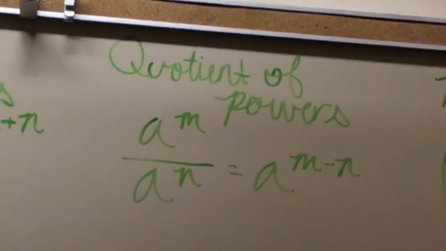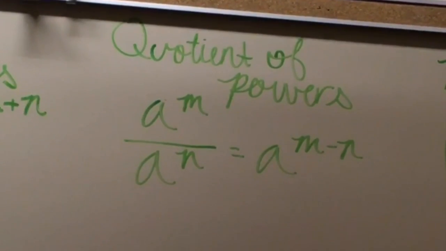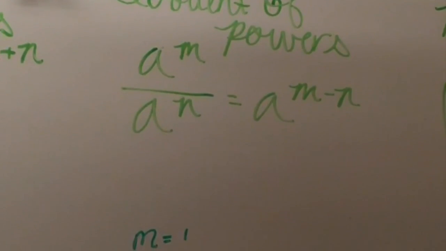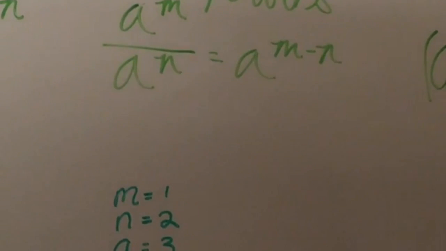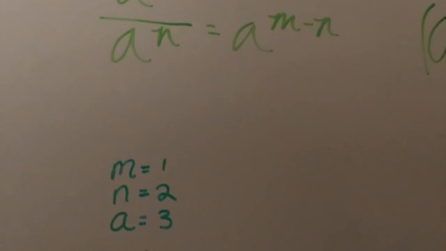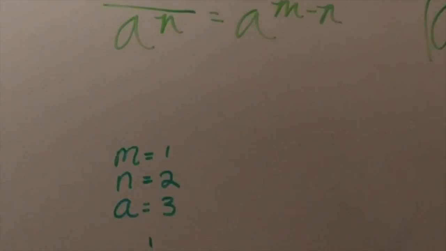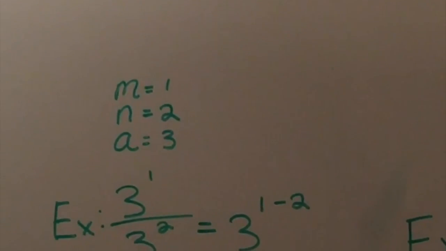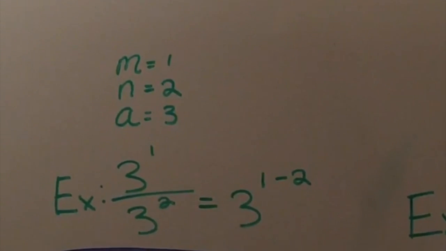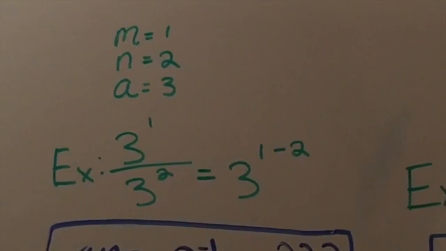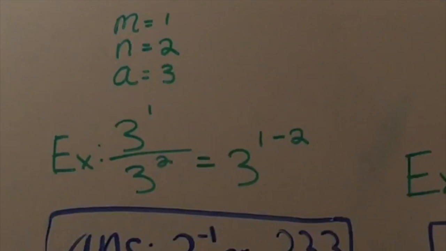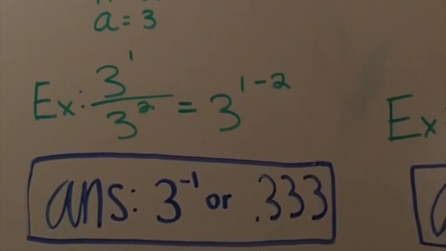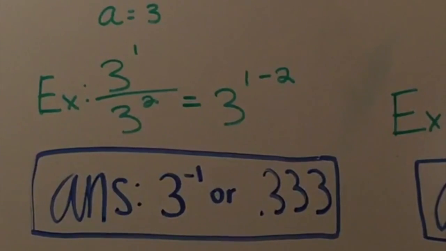Our next property of exponents is the quotient of powers rule. In this rule, we have a to the m over a to the n is equal to a to the m minus n. In our example problem, we have m equal to 1, n equal to 2, a equal to 3. So there we have 3 to the 1 over 3 to the 2, which is equal to 3 to the 1 minus 2, and your answer will be 3 to the negative 1, or 0.333.